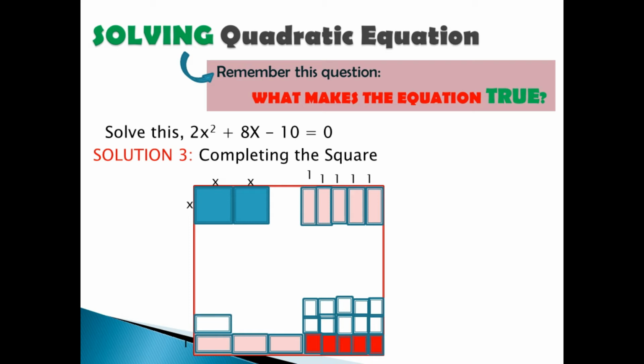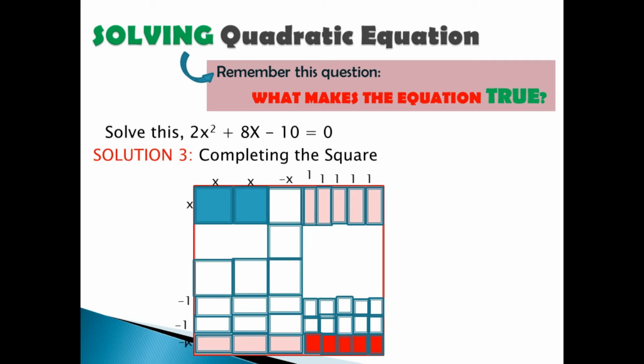This time, we will add -x to complete the rows, the two rows. And then we will fill in -x squared, the back portion of our blue square. And then 2 squares with area x squared to make a square. Our square is almost complete.